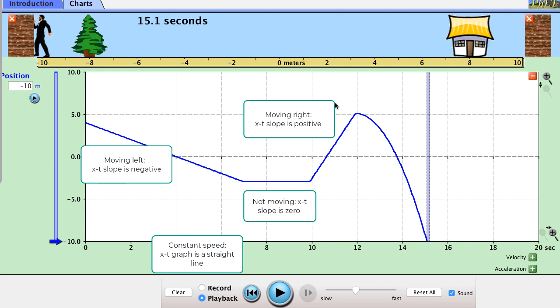Remember, the second time when he was moving to the right, it was faster and the graph is steeper. And here when he was picking up speed, we see a curving graph. So you might just want to replay that one more time to make sure you've got all of that.